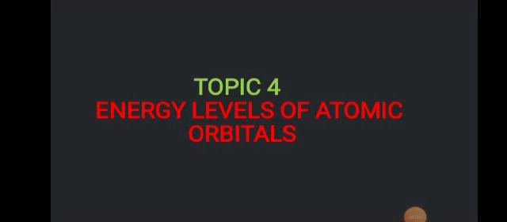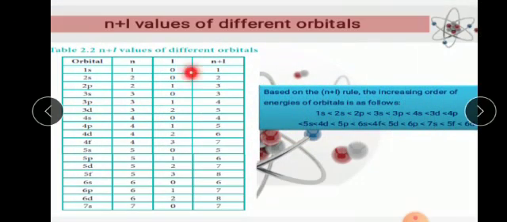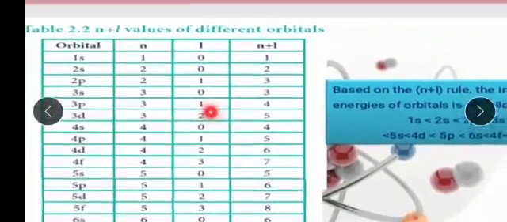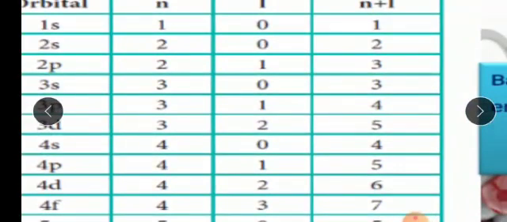Now the topic 4, energy levels of atomic orbitals. In this we are going to discuss n plus l values. Last class we discussed the n plus l value. How are we going to calculate the n plus l value? See here, for the 1s orbital, n is 1 and l for s is 0. So n plus l is equal to 1.